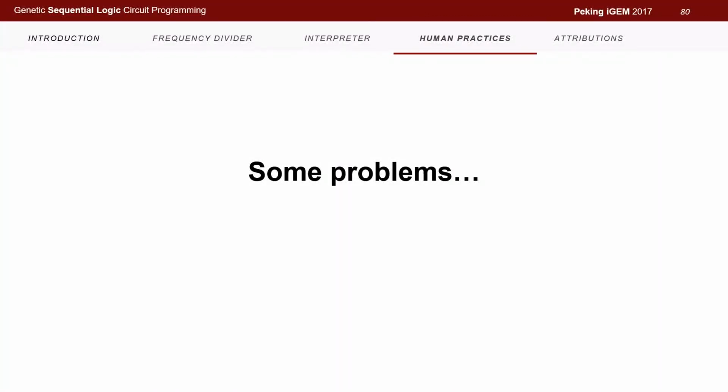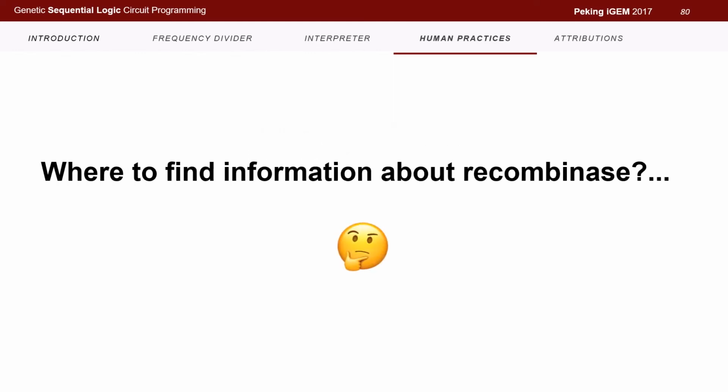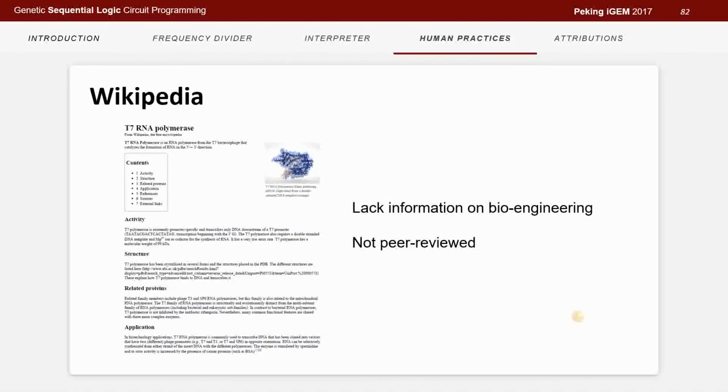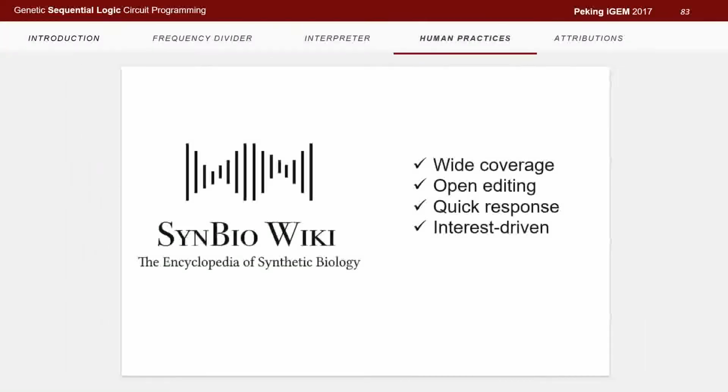When we were pushing forward our project, we met several problems with information collection. For example, where can we get detailed information about recombinases and RDF proteins? Authoritative sources like PubMed, official websites, and Wikipedia all have their drawbacks because they are not targeted directly to synthetic biologists and iGEMers. Therefore, the Peking iGEM team built a powerful and precise knowledge repository dedicated solely to synthetic biology, that is symbiowiki.com.